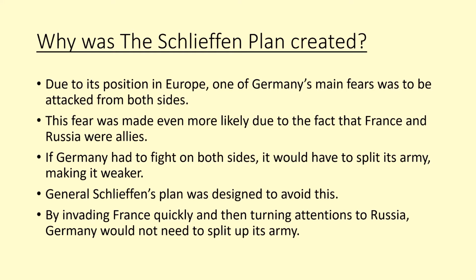If Germany did have to fight on both sides, it would have to split up its army, making it much weaker. General Schlieffen's plan then was designed to avoid this. By invading France quickly and then turning attention to Russia, Germany would not need to split up its army. So it could take over France quick, turn around, and then be ready for Russia, is the theory.